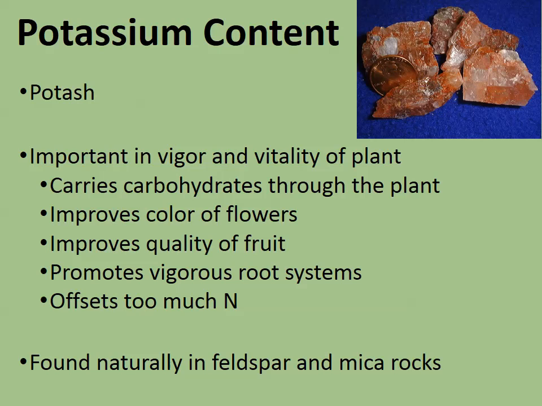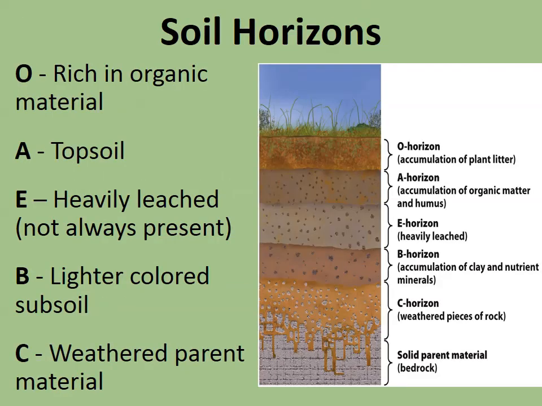If you have too much nitrogen, let's say you have tomatoes in your garden. Your tomatoes are going to grow super tall and green and bushy, but they're not going to produce a lot of fruit. You add a little bit of potassium, it negates that nitrogen, and then, wham, you start getting tomatoes. It's found naturally in feldspar and mica rocks. Potassium is usually found in rocks and minerals.